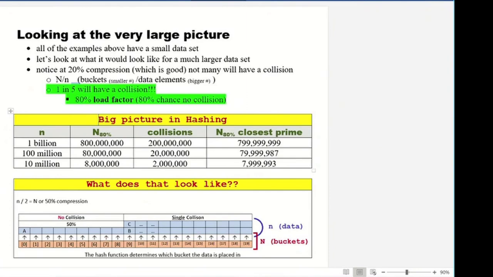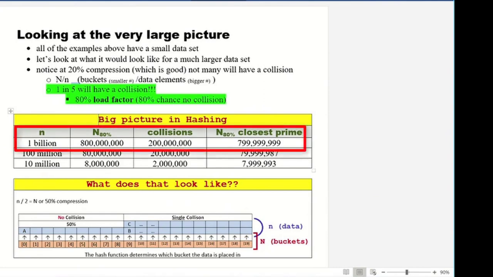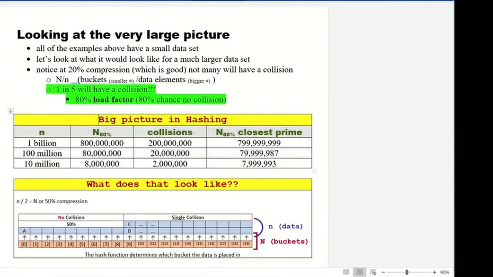20% is considered outstanding. So meaning that if you look at n, little n, that's 1 billion, that means 800 million of it is not going to have a collision, but 200 million is going to have a collision. And we'll look at a nearest prime, and I'll go over that here in a minute. Just 20% compression helps us tremendously.